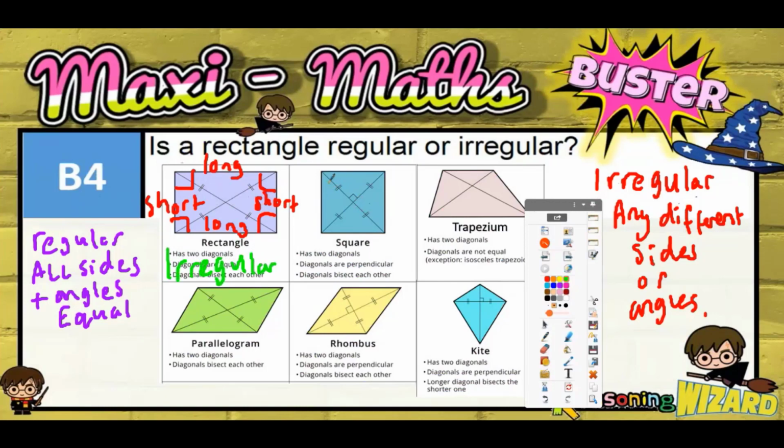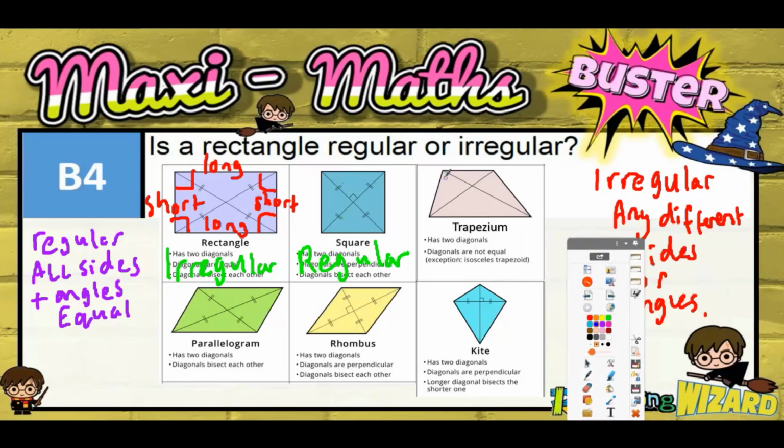A square, does it have all the sides the same? Yes. Does it have all the angles the same? Yes. If you're answering yes to both questions, that means it's regular. So a square would be regular. A trapezium, does it have all the sides the same? No, because you can see straight away that one at the bottom is longer. If you answer no to either question, then that means it can't be regular. So a trapezium is irregular.